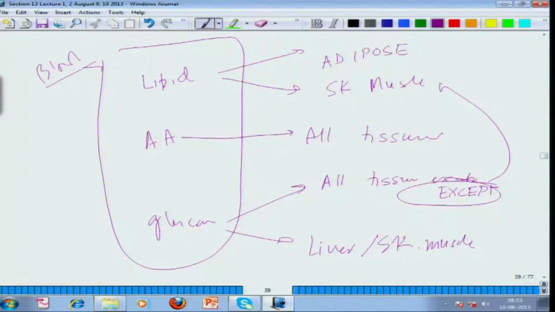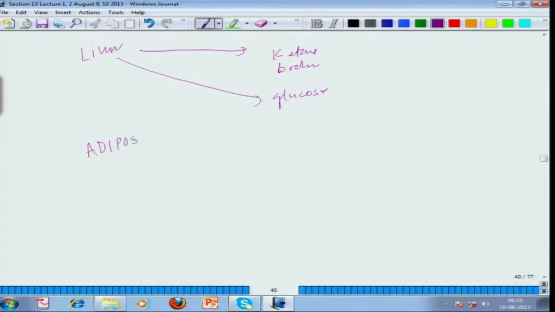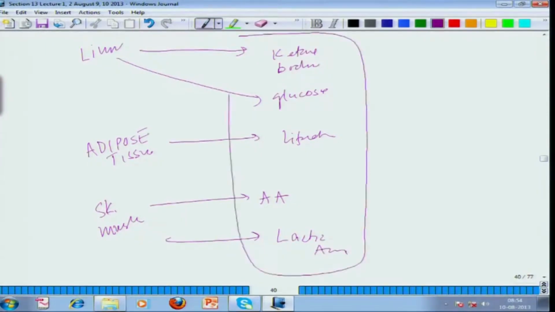And talking about what is distributed in the bloodstream in the post absorptive phase, how these are distributed from the liver through different processes: you have the ketone bodies, then from the liver you have the glucose, then from adipose tissue you have the lipids, then from the skeletal muscle you have amino acids and lactic acid, and they are all part of the bloodstream out here.